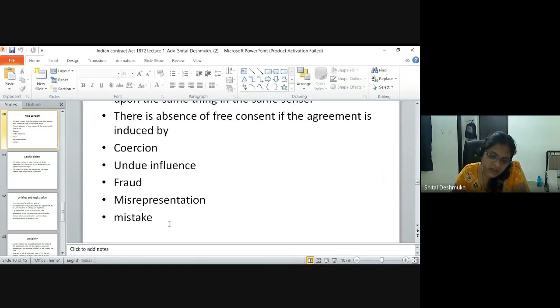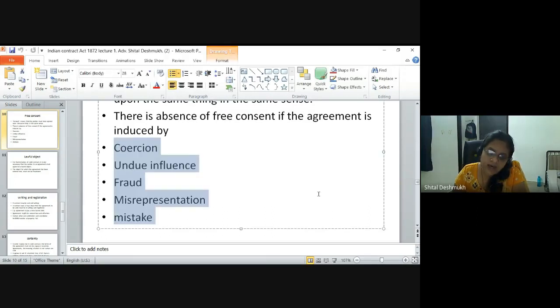If these factors are present in the contract, that consent should not be considered free consent. It is influenced by coercion, undue influence, fraud, misrepresentation and mistake. So this is not purely free consent to the contract. So free consent is also an important essential element of a contract.